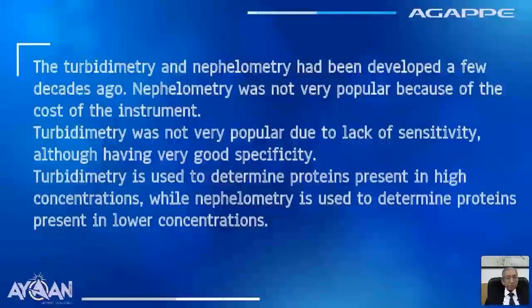Now, turbidimetry and nephelometry were developed a few decades ago, but nephelometry was not very popular because of the cost of the instrument. The instrument costs about 40 lakhs or so, which is not affordable for ordinary laboratories. Whereas turbidimetry was not very popular because of lack of sensitivity, although it has very good specificity. Therefore, turbidimetry is used to determine proteins present in high concentrations, while nephelometry is used to determine proteins present in very low concentrations.